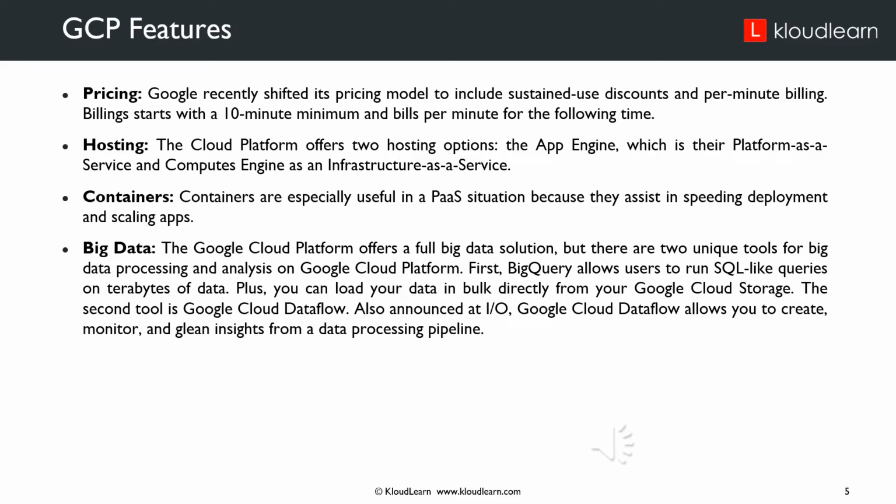GCP Features. Pricing. Google recently shifted its pricing model to include sustained use discounts and per minute billing. Billing starts with a 10-minute minimum and bills per minute for the following time. Hosting. The cloud platform offers two hosting options: the App Engine, which is their platform as a service, and Compute Engine as an infrastructure as a service.